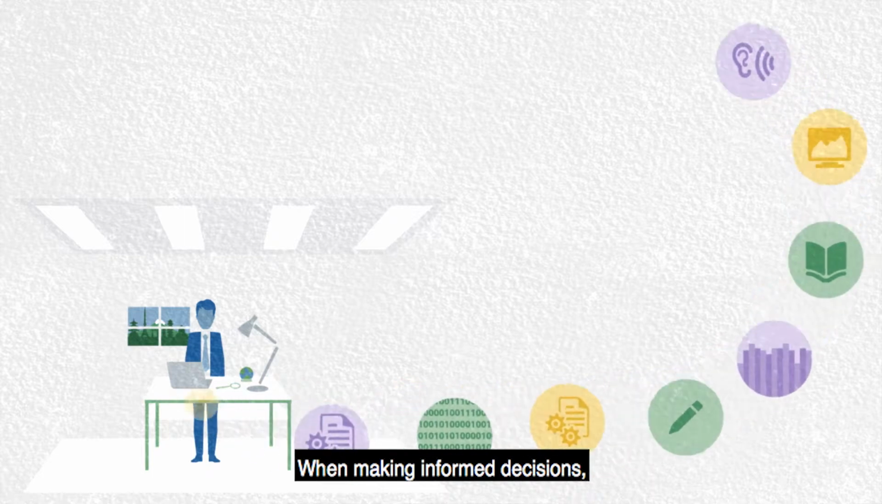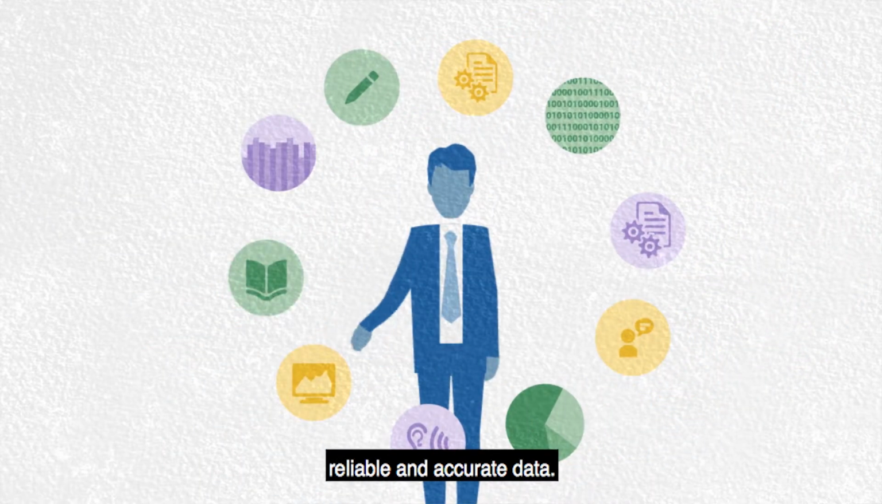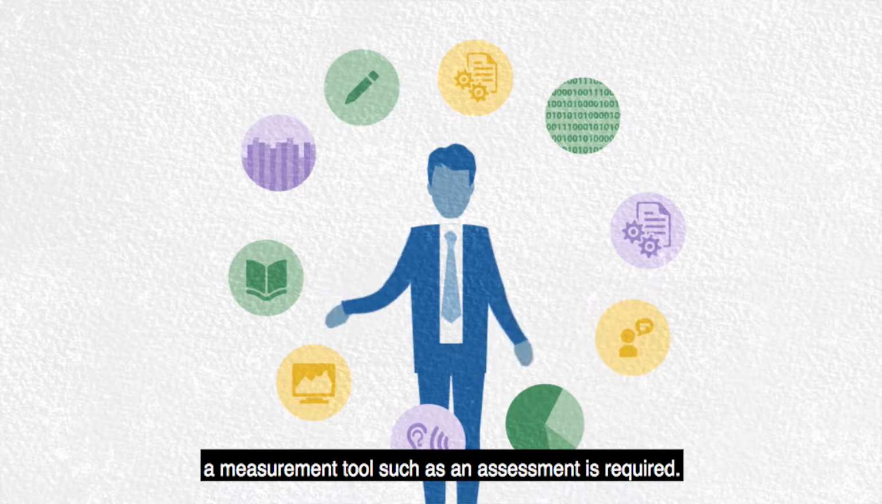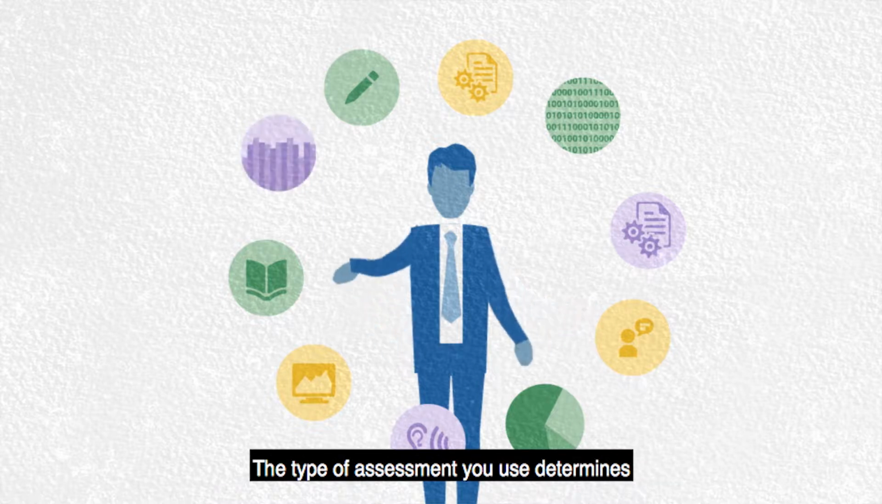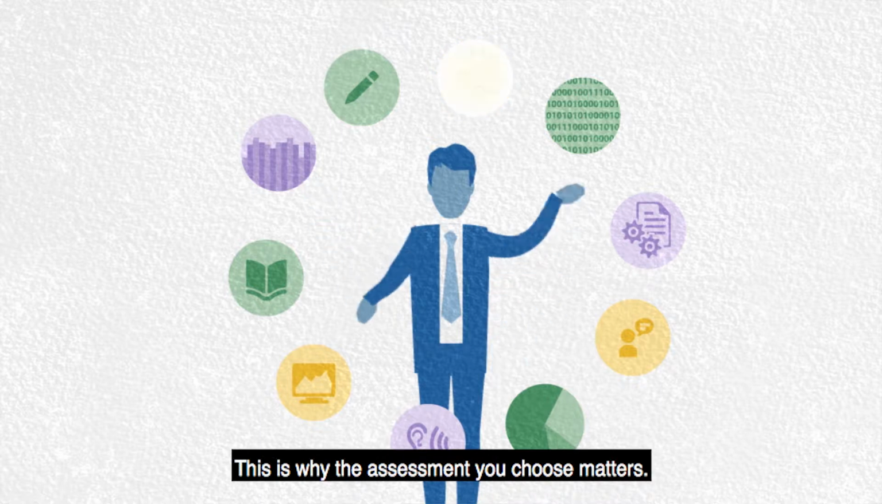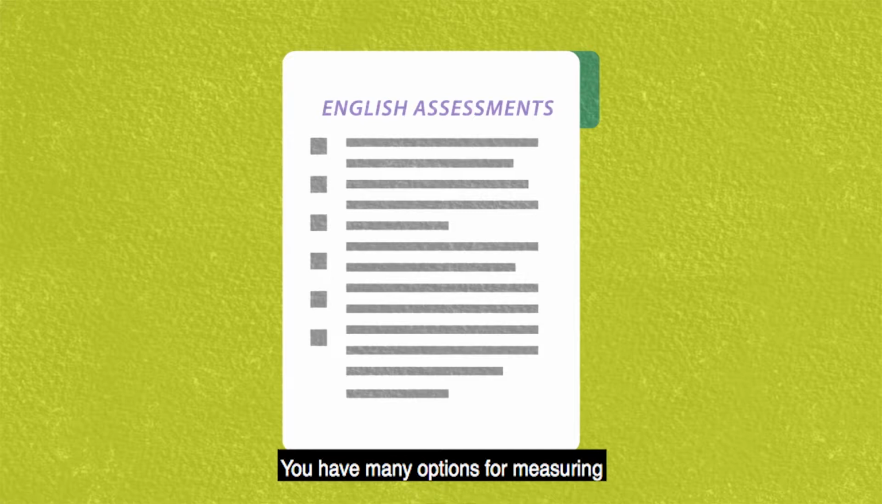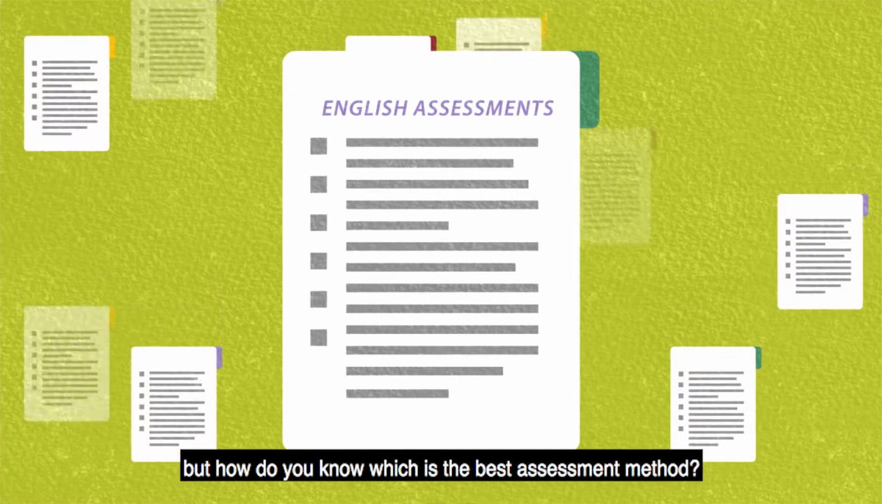When making informed decisions, it is important to gather the most reliable and accurate data. In some cases, like with English language proficiency, a measurement tool such as an assessment is required. The type of assessment you use determines the kind of information you will receive. This is why the assessment you choose matters. You have many options for measuring English language proficiency. But how do you know which is the best assessment method?